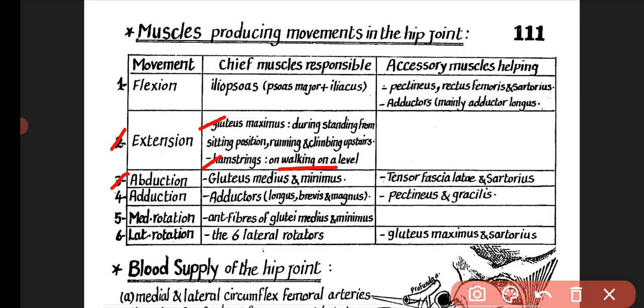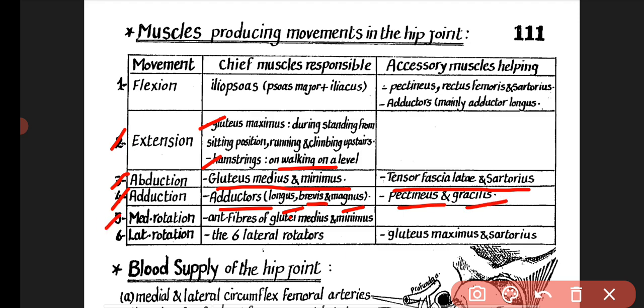Abduction is mainly by the gluteus medius and minimus. Okay, and the accessories are the tensor fasciae latae and sartorius. Adduction is performed by the adductor muscles, that is adductor longus, adductor brevis, and adductor magnus, and the accessory muscles are the pectineus and gracilis.